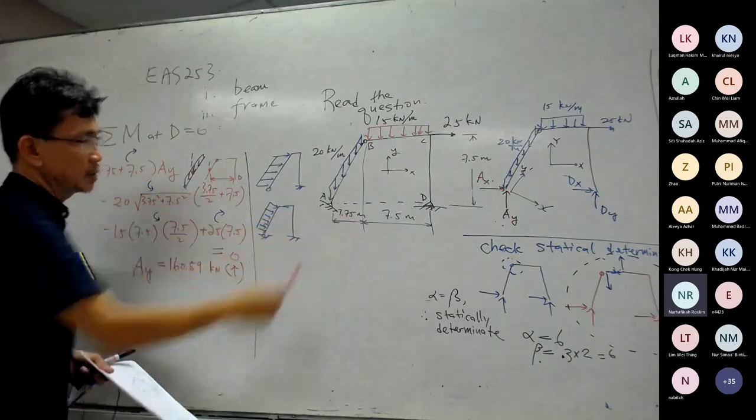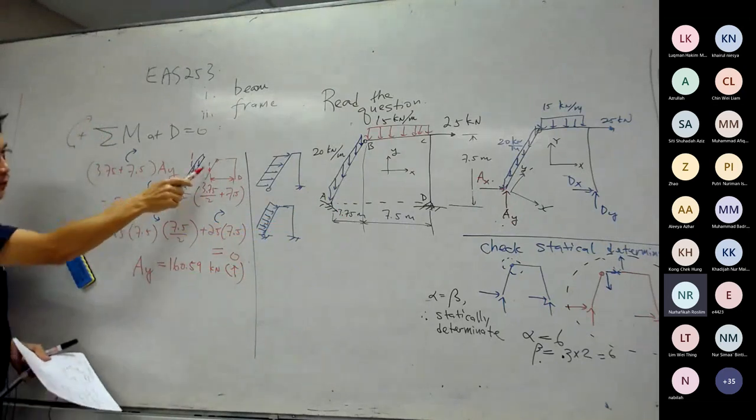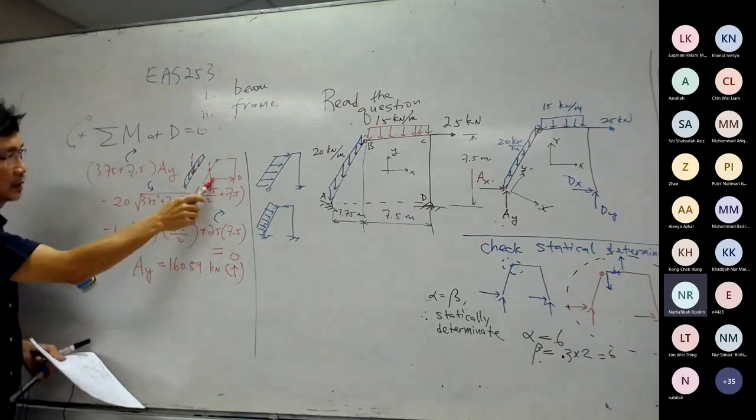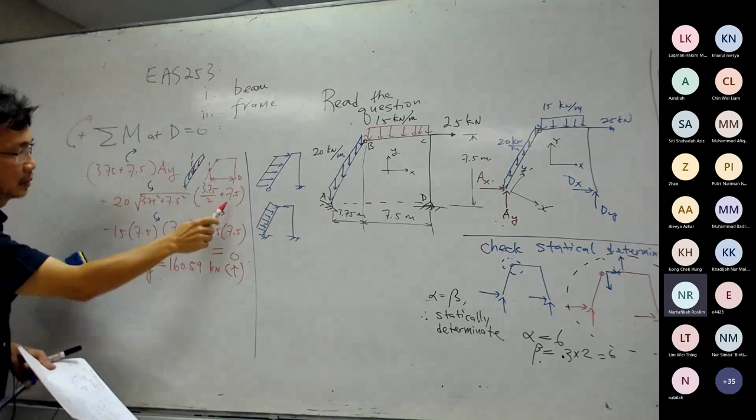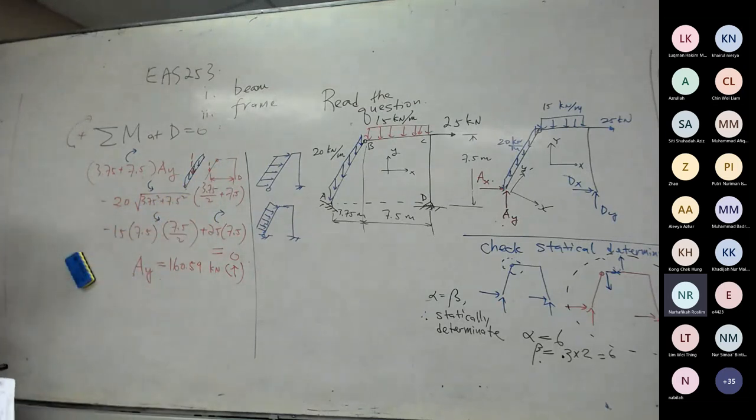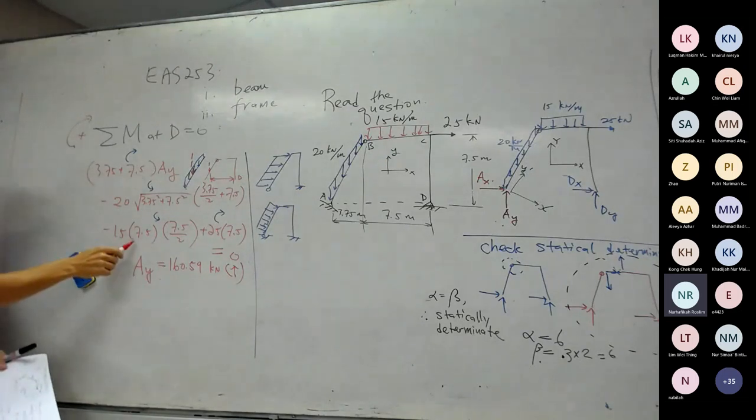So look at the dimension here. This is half, 3.75 over 2 plus 7.5 from there. So that's why this is the lever arm. So next we come to this.